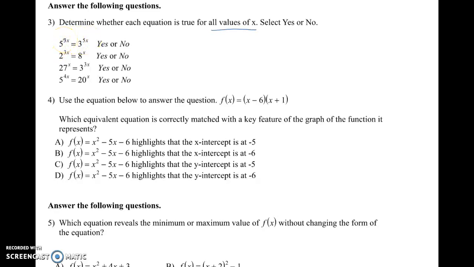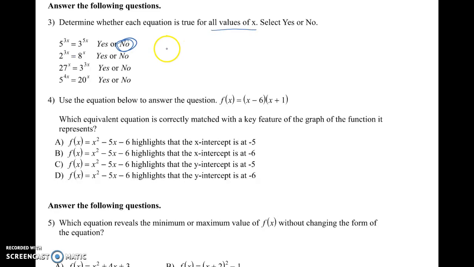5 to the 3rd power is 125, and 3 to the 5th power, let me actually figure out what that is. That's 3 times 3, which is 9, times 3, which is 27, times 3, which is 81, and then times 3, which is 243. So does 125 equal 243? No. Okay, for this one here, if I plug in 1, I'd get 2 to the power of 3, which is 8, and 8 to the power of 1, which is 8. But is it always true?